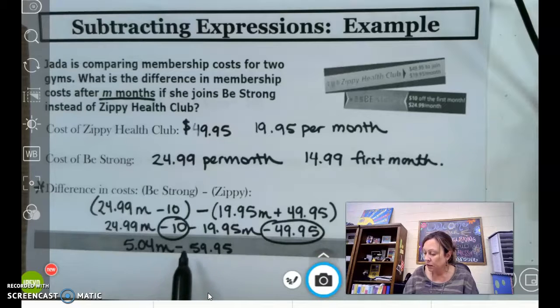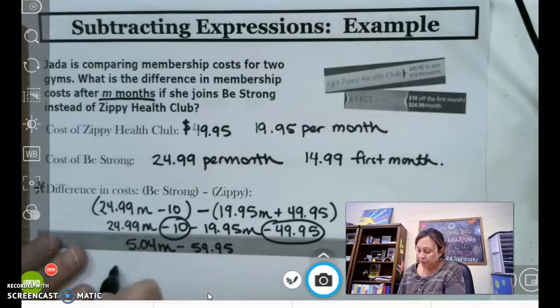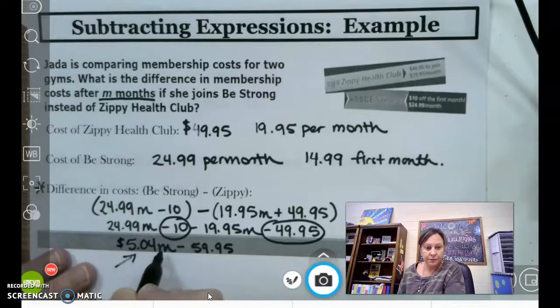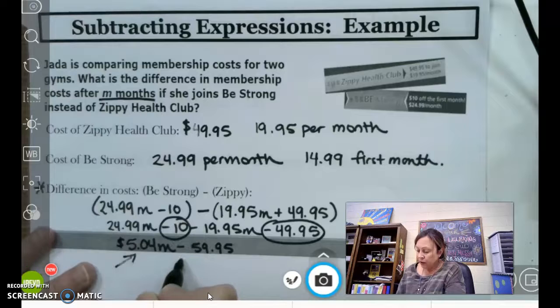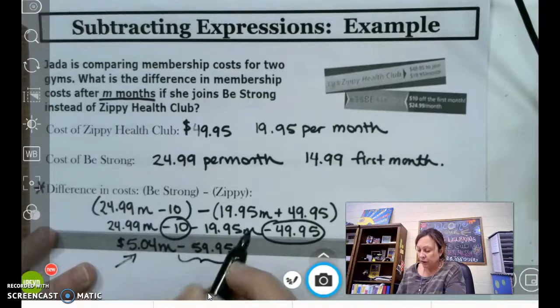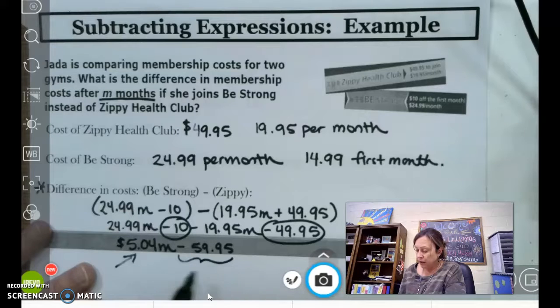When I combine like terms, distribute, then combine like terms, and simplify, I end up with 5.04 M minus $59.95. So what does that mean? That means that Be Strong is $5.04 more per month. However, there's a savings, because that's a negative, of $59.95 in the very first month. So you are going to save $59.95 to start with, but over time you're going to pay $5.04 more per month. Okay?